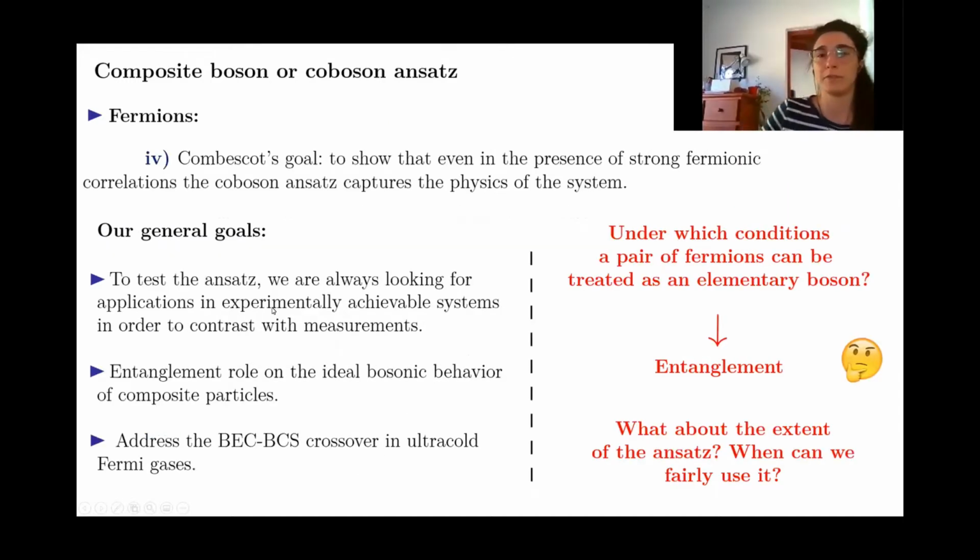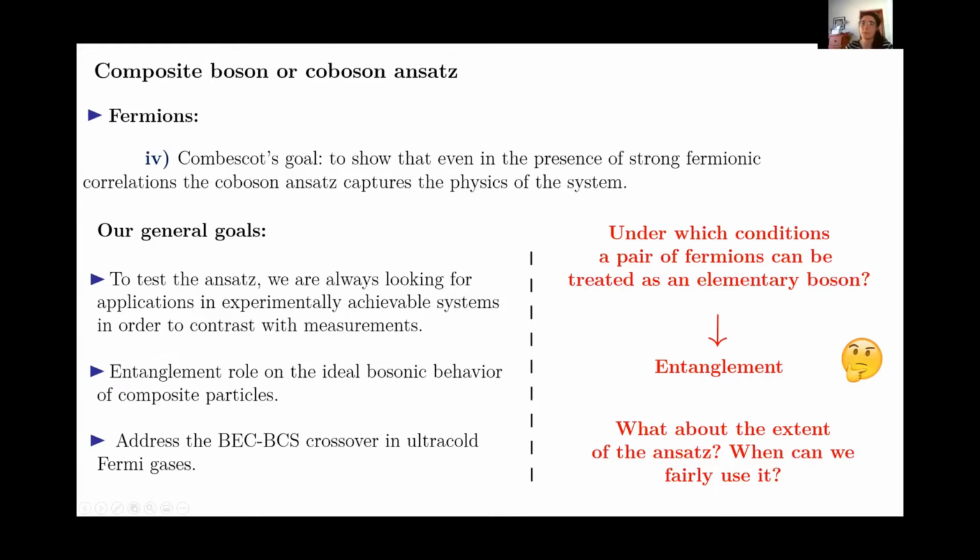We interpret that one of the main goals of Monique Bascott, the creator of the Qubosonic ansatz for fermions, is to show that even in the presence of strong fermionic correlations, the Qubosonic ansatz captures the physics of the system. In this context, one of our main goals as a group is to test the ansatz, and that's why we are always looking for concrete applications in experimentally achievable systems to contrast the results obtained using the ansatz with actual or real measurements. One example of such systems are the ultra-cold Fermi gases.